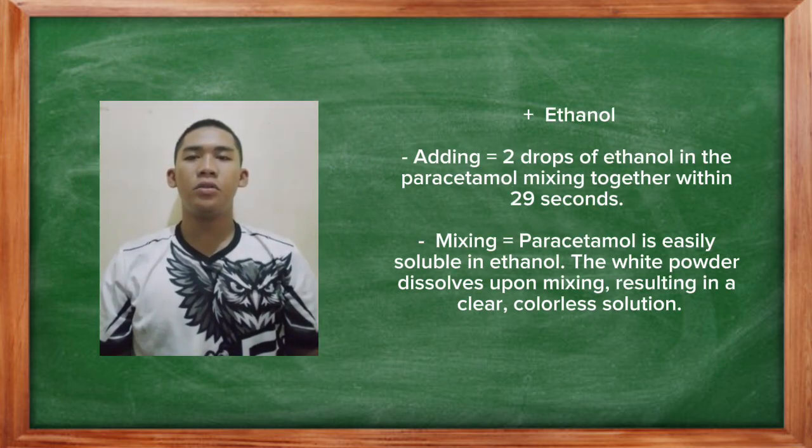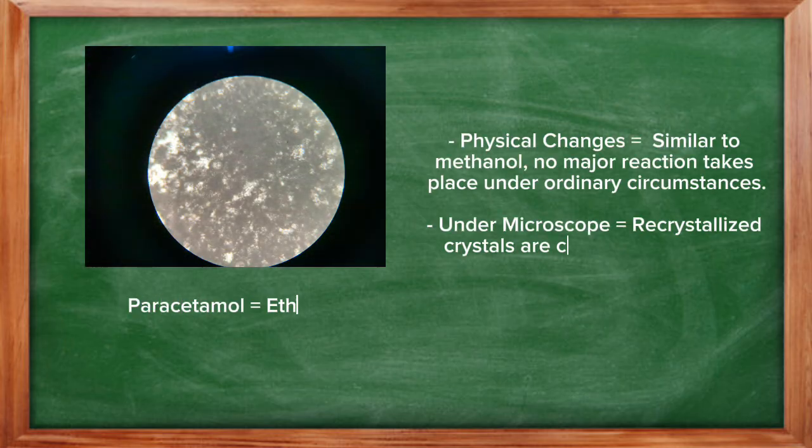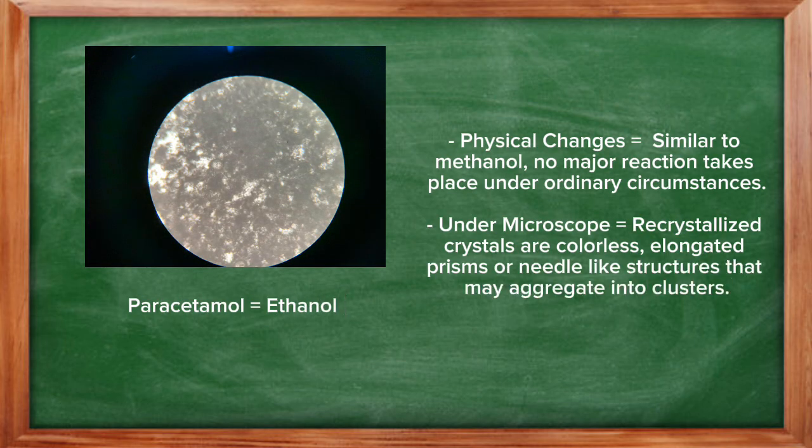Ethanol. Adding 2 drops of ethanol in the paracetamol, mixing together within 29 seconds. In mixing, paracetamol is easily soluble in ethanol. The white powder dissolves upon mixing, resulting in a clear, colorless solution. In physical changes, similar to methanol, no major reaction takes place under ordinary circumstances.